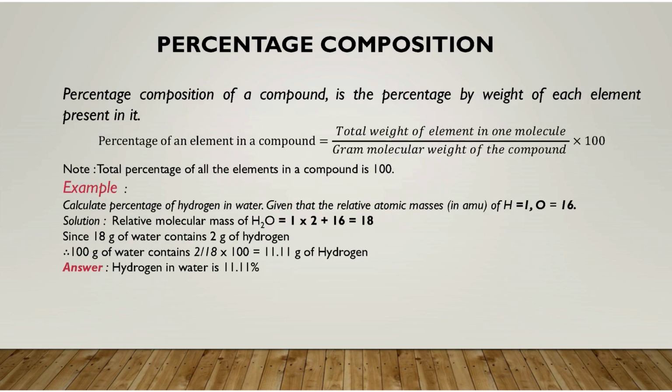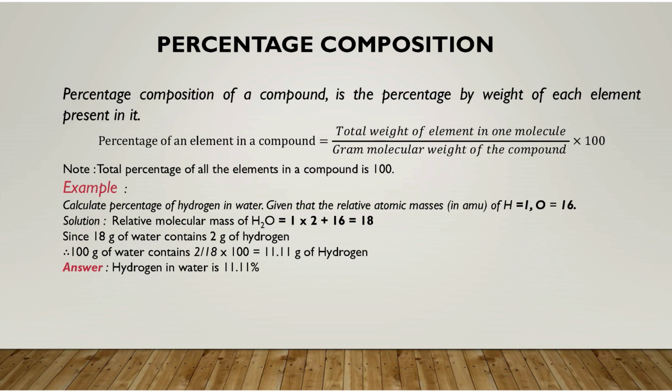Then the next topic is percentage composition. In this topic we find out the percentage of the elements. The percentage composition of a compound is the percentage by weight of each element present in it. Percentage of element in a compound equals the total weight of the element in one molecule upon the gram molecular weight of the compound, into 100. So this is the formula. If we want to find the percentage composition, we apply this formula to the elements. The total percentage of the elements in a compound is 100.